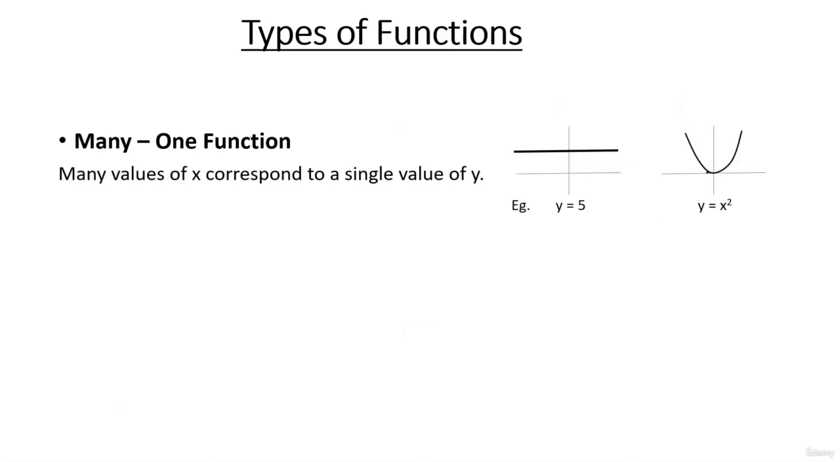There are many one functions, which tell you that many values of x correspond to a single value of y. We'll see some examples, like y is equal to 5. अब guys, y is equal to 5 tells us what? आपने coordinate axis पे कोई भी x का value ले लिया, the y value still remains equal to 5, isn't it? For all these values of x, the value of y remains the same, which is equal to 5, right? This is the many one function.